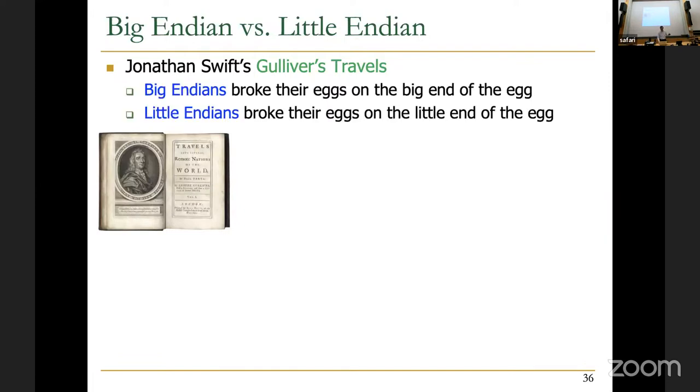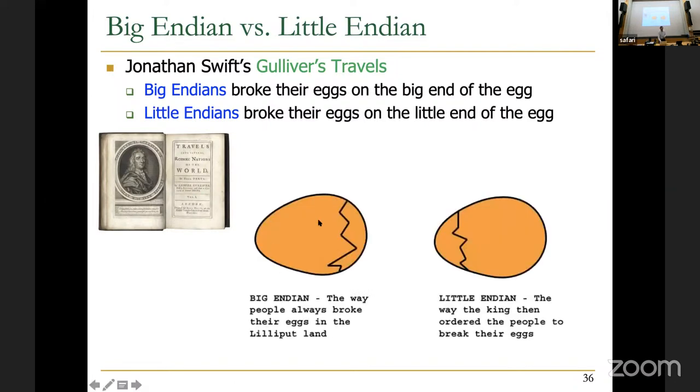I read it when I was a kid. But there's a section in the book where there are people called Big Endians, and they break their eggs on the big end of the egg. Let's take a look. So if you want to eat this egg, do you break it from here? Or do you start from here? So these guys used to break their eggs from the big side of the egg.